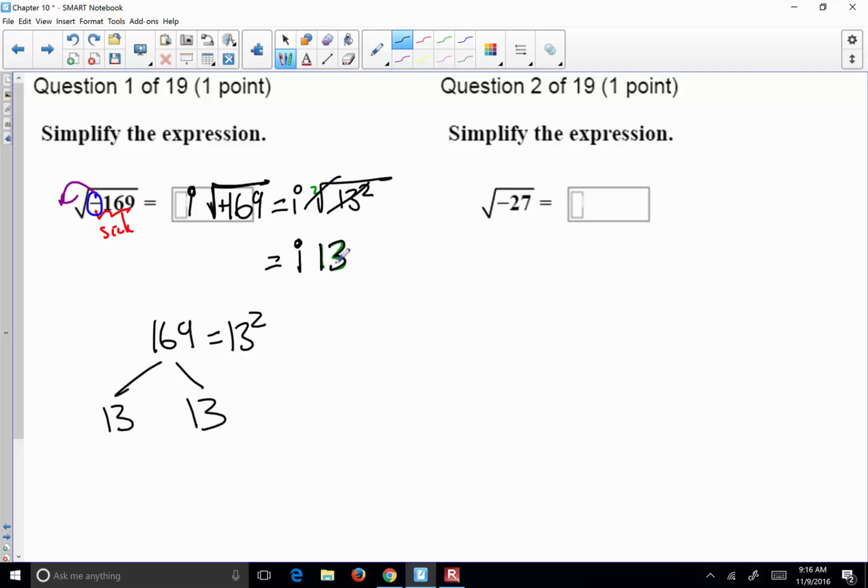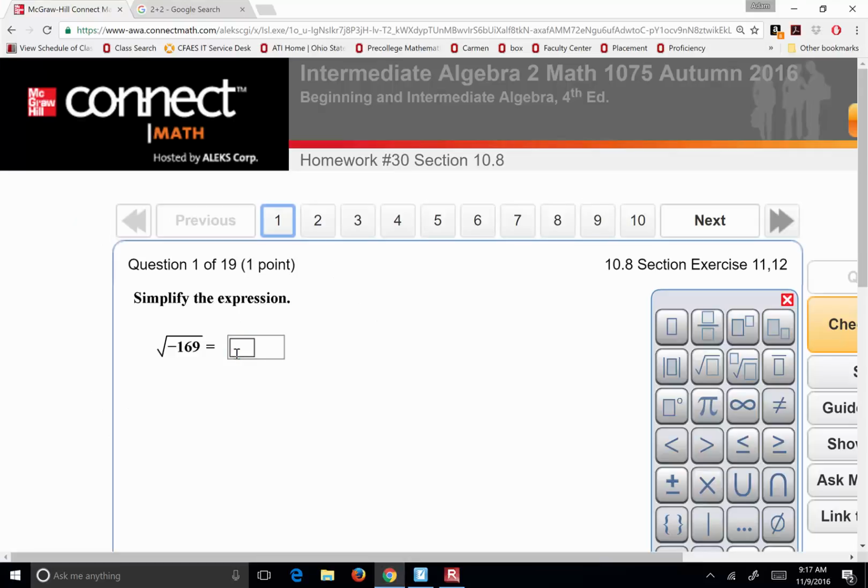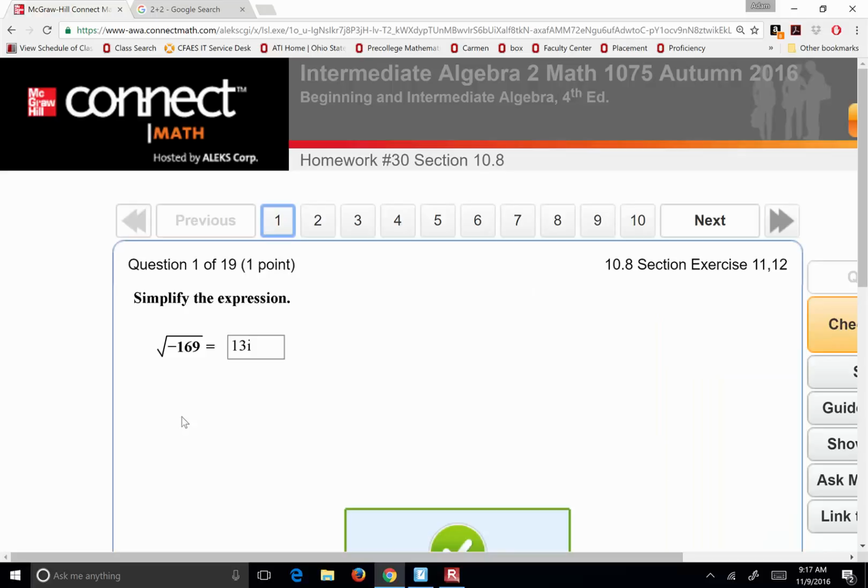But again, we don't like putting i 13. The tradition is we bring the number in front, put the i afterwards. So you flip the number and i, and I call it 13i. Any questions? Is it clear? Alright, let's go to the next one.